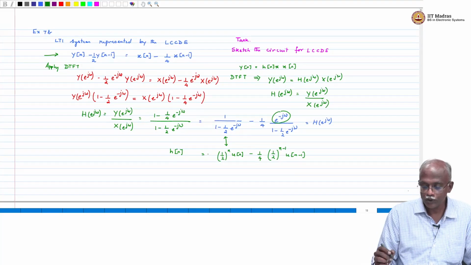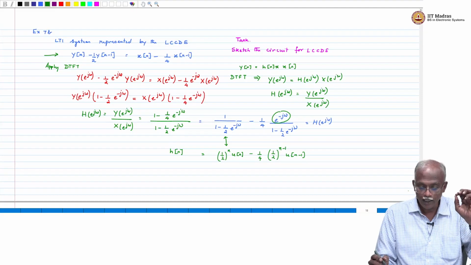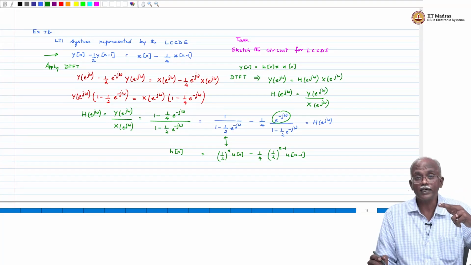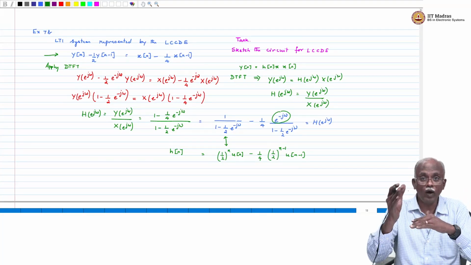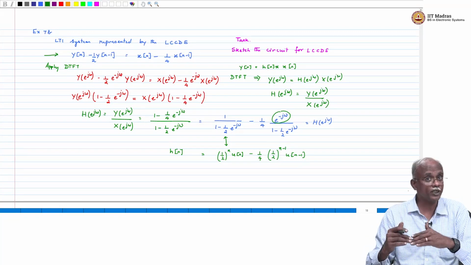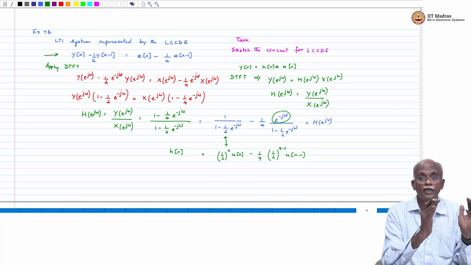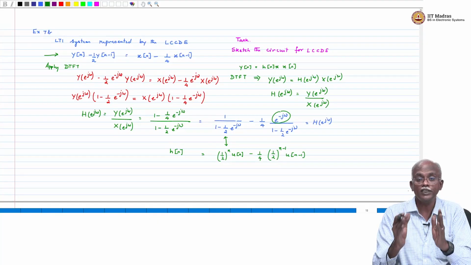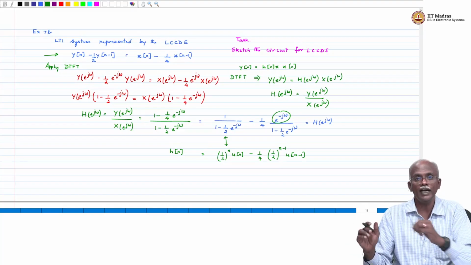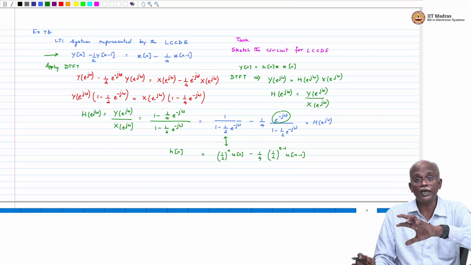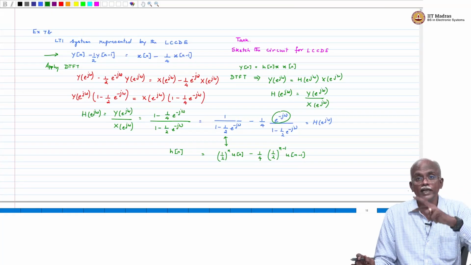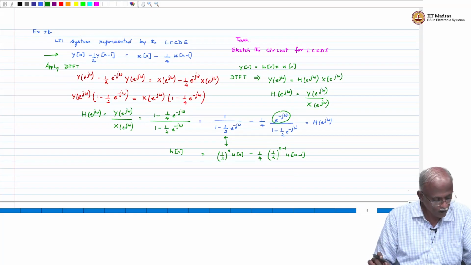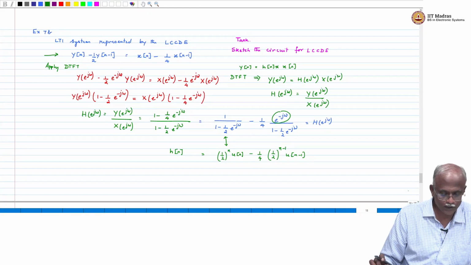So, there are two things that we learnt from this. Any LTI system is represented by an LCCDE. We can take the discrete time Fourier transform, take the ratio of Y e power j omega divided by X e power j omega, that is the discrete time Fourier transform of the impulse response. If I take the inverse Fourier transform of that, I will get h of n, the impulse response of the LTI system. So, this is a way by which we can solve LCCDEs to get the impulse response, and this is a very efficient way of doing the computation of the inverse Fourier transform.